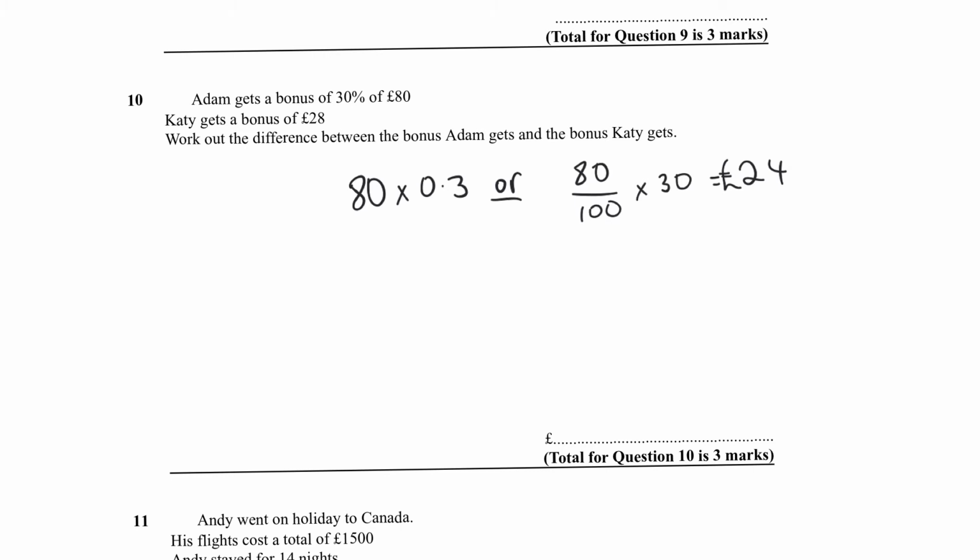And then it says Katie gets £28. So the difference is 28 that Katie gets minus 24 that Adam gets, which is a £4 difference. Because difference means subtract.